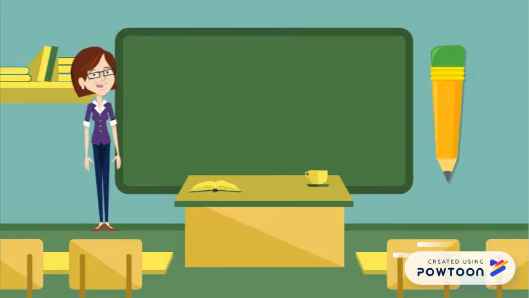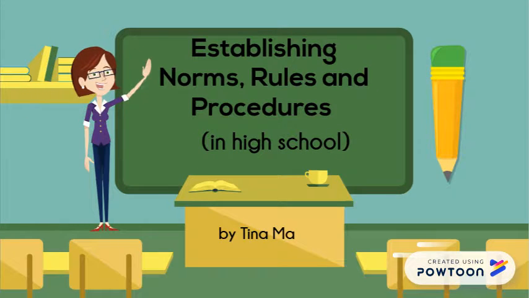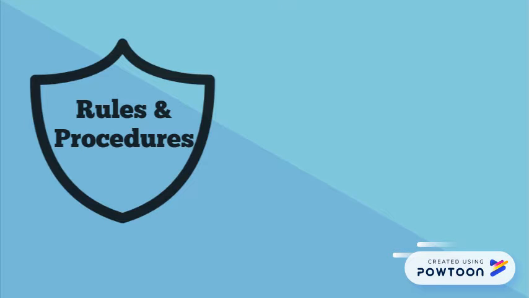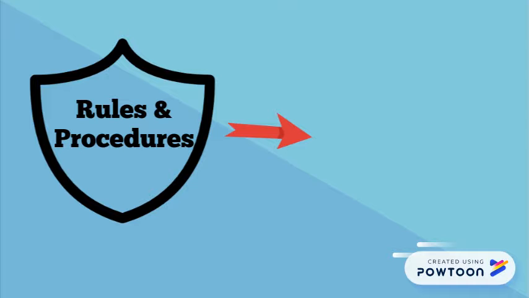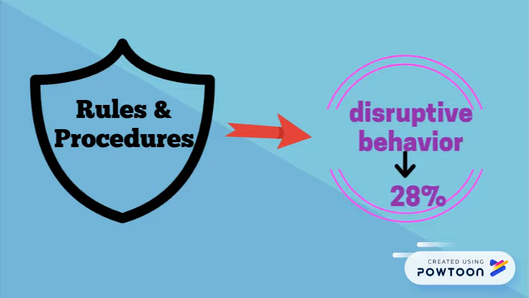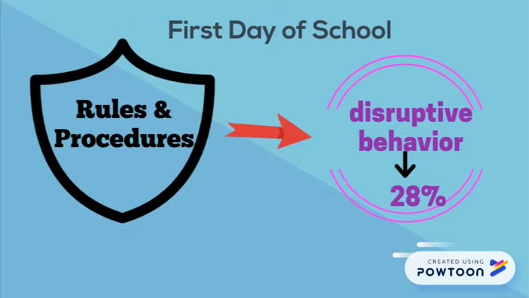Today we're going to talk about establishing norms, rules, and procedures in high school. Studies have shown that establishing rules and procedures decreases disruptive behavior by 28%, and they work best when introduced and reinforced since day one. Of course, teachers can always modify them as needed later on.